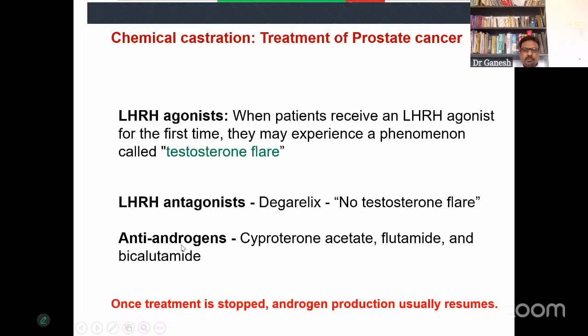So there are also some anti-androgens which can be used for treatment, like cyproterone acetate, flutamide, and bicalutamide. Once the treatment is stopped, the androgen production usually resumes, and thereby these effects are reversible.